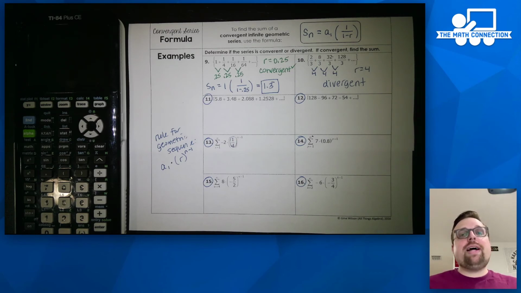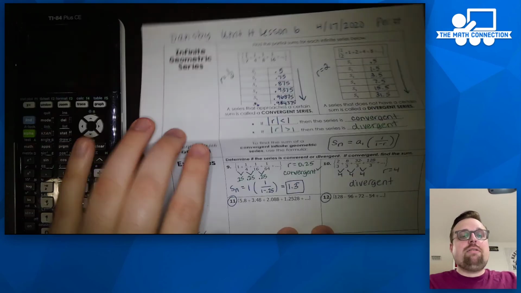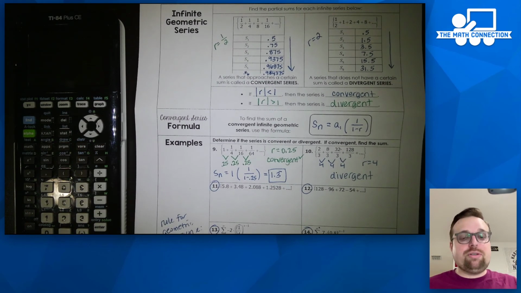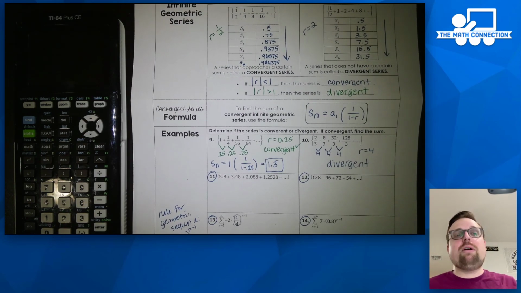All right, so that's where I'm going to leave you with this. Remember, your notes is part of your grade for this, and also completing the practice problems, which is 11 through 16, is the other part of your grade.